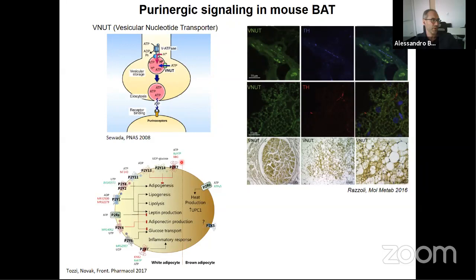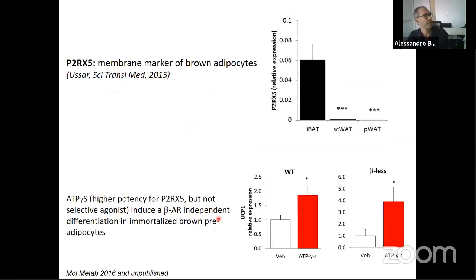On the other hand, the brown adipocytes are known to express a number of purinergic receptors. And there has been quite a lot of interest recently in adenosine, on the A2A, etc. But for a couple of reasons, we decided to focus our attention on the P2X5. Why? P2X5 came out in a very elegant paper from Sigrid Ussar when he was a postdoc with Ron Kahn as one of the membrane markers of brown adipocytes. So that was intriguing because it was a pretty selective marker of what we were studying.